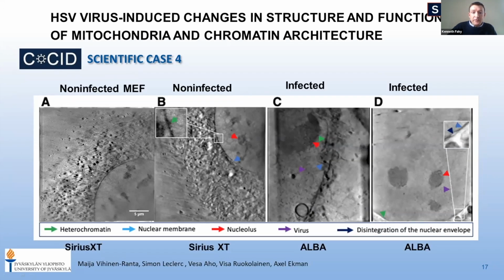And here with University of Jyväskylä in Finland, SXT100 is being used to investigate the structural analysis of chromatin and mitochondria in herpes virus infected cells. Here they are using a combination of the SXT100 along with the ALBA soft X-ray beamline. Non-infected cells were imaged in the SXT100, while infected cells were imaged at ALBA.